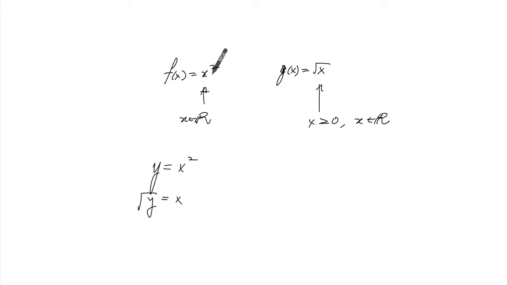So if you square some number and you want to undo your square, you square root it. Similarly, if you square root a number and you want to undo your operation, you square it. What that means is that graphically, these two graphs are a reflection over y equals x. So x and y switch.